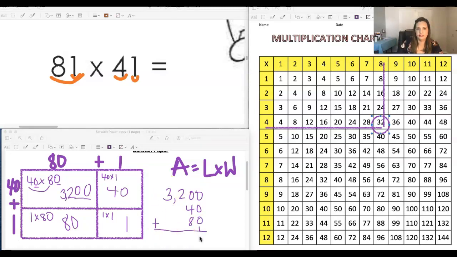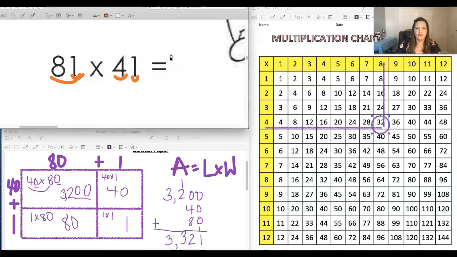0 plus 0 plus 0 plus 1 equals 1. 0 plus 4 plus 8 equals 12. Write down the 2. Bundle the other 10 tens over to the hundreds. 1 plus 2 equals 3. And 3 plus nothing equals 3. Count your digits, 1, 2, 3, and put your comma. The product of 81 times 41 is 3,321.